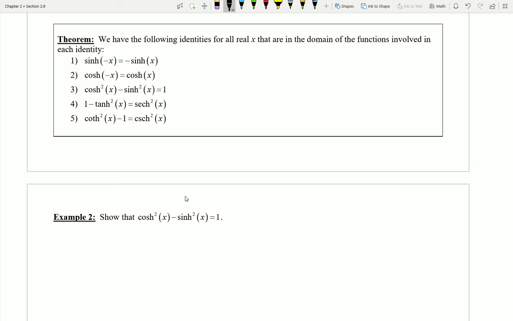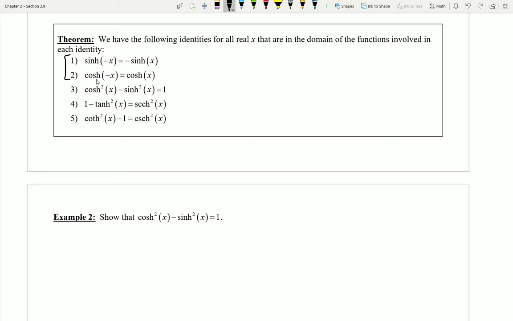Also following suit, there are a lot of interesting identities that can be proven to be true when working with hyperbolic trig functions. You'll see here that I have listed out 5 of them, but they come in 2 pairs, or 2 groups, I should say. So these first identities up here are what we typically refer to as even and odd identities.